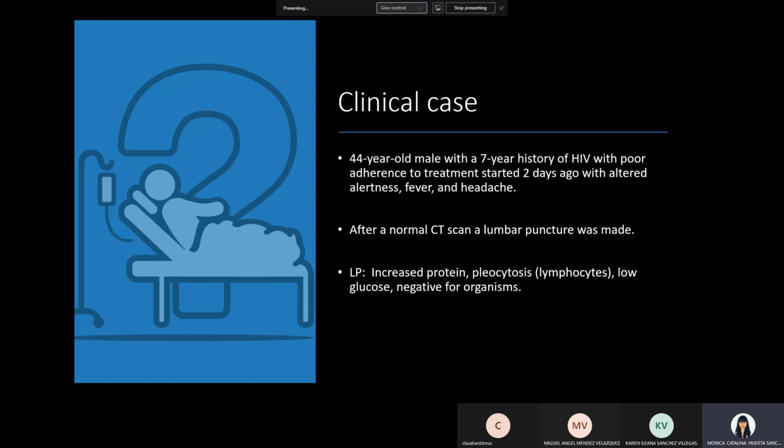He had a cleared appearance. However, the opening pressure was elevated, as well as the white blood cells, and it had a lymphocyte predominance. And the glucose levels were low, and the protein levels were elevated.